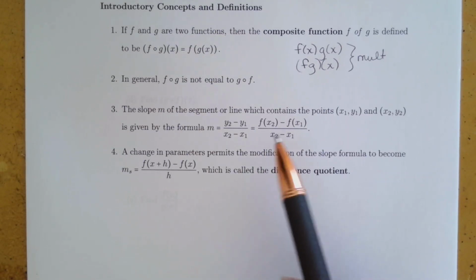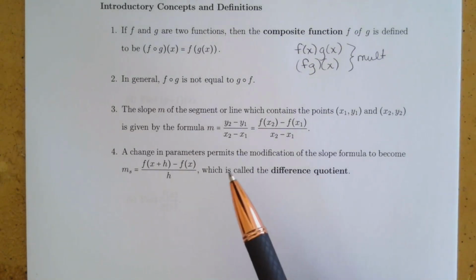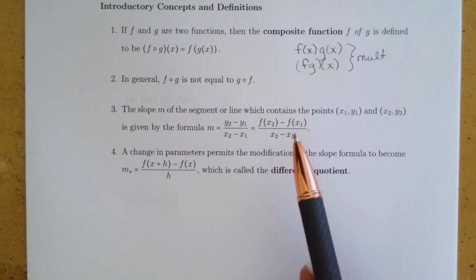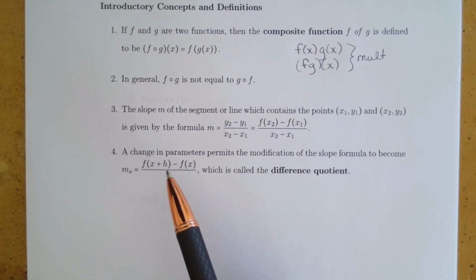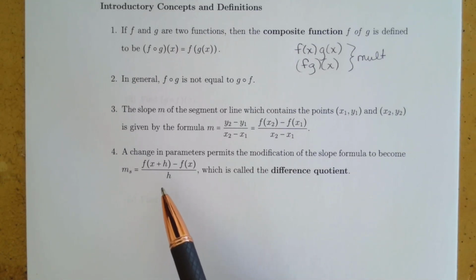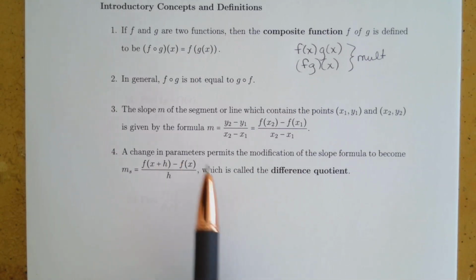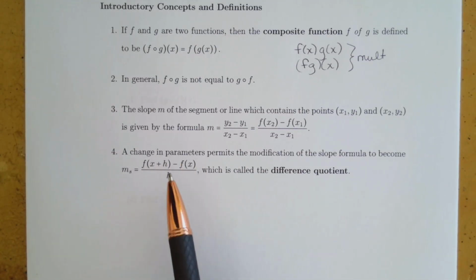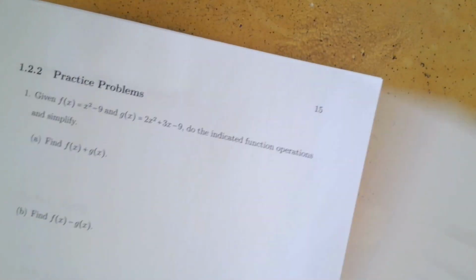Given the slope formula, if we change the parameters and we permit this modification of the slope formula, it can become f of x plus h minus f of x over h. We're going to talk about that, and that is what's called the difference quotient. So this formula here, when you're asked to find the difference quotient, is what you would be using. All right, so those are our definitions and our concepts. Let's look at some problems for today.